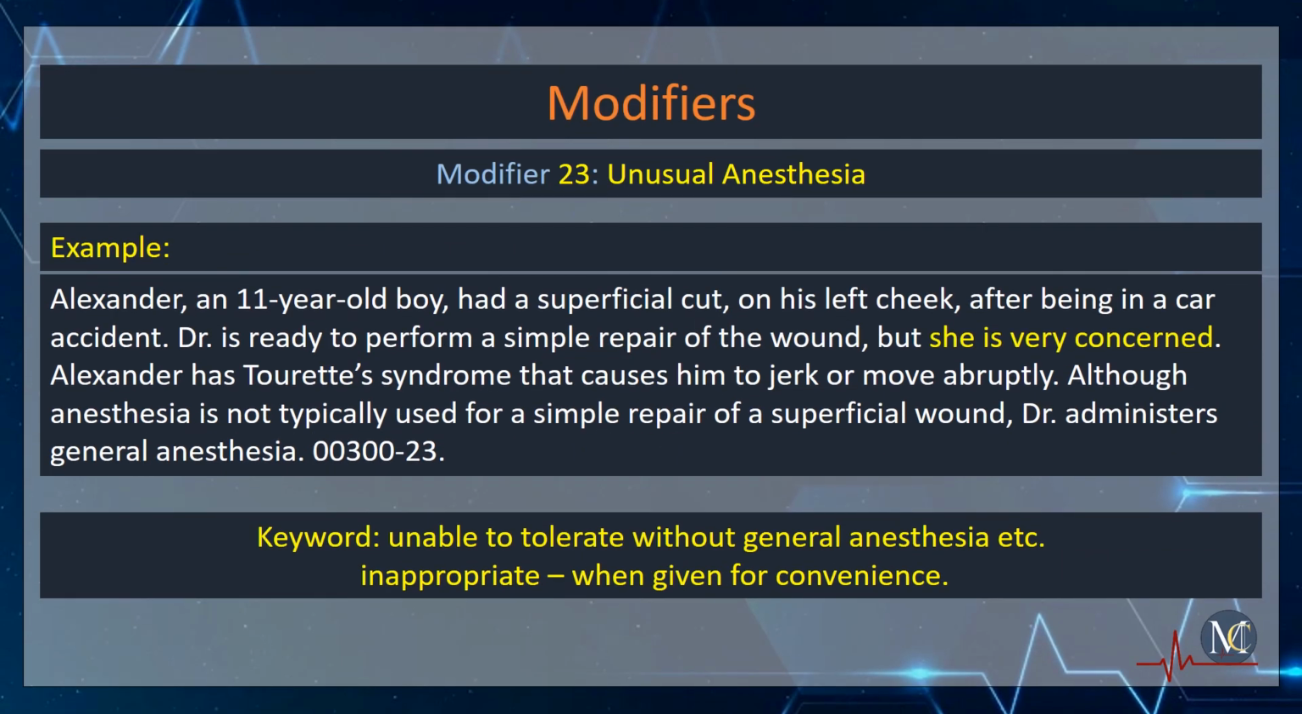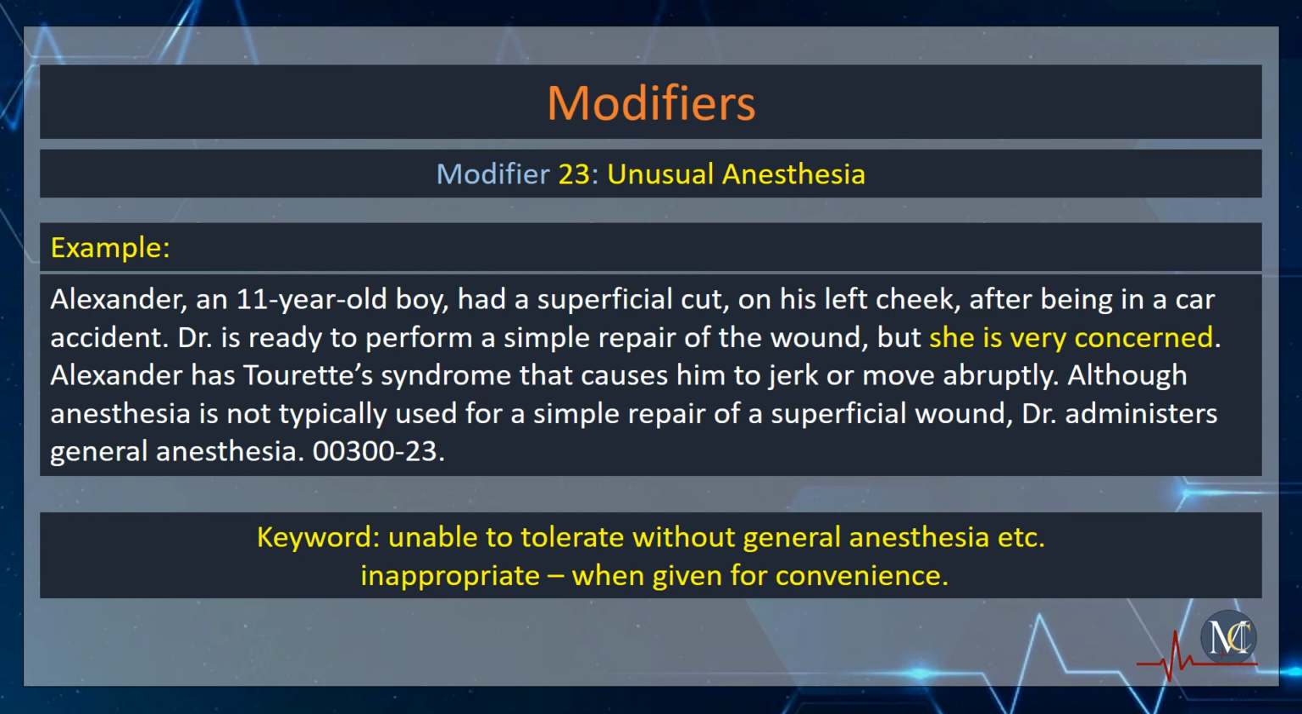Modifier 23. CPT modifier 23 is also known as the unusual anesthesia modifier. This modifier is applied to anesthesia CPT codes to signify that the anesthesia provided was significantly more complex or challenging than usual due to unusual circumstances, leading to increased reimbursement for the anesthesia provider when properly documented and supported.